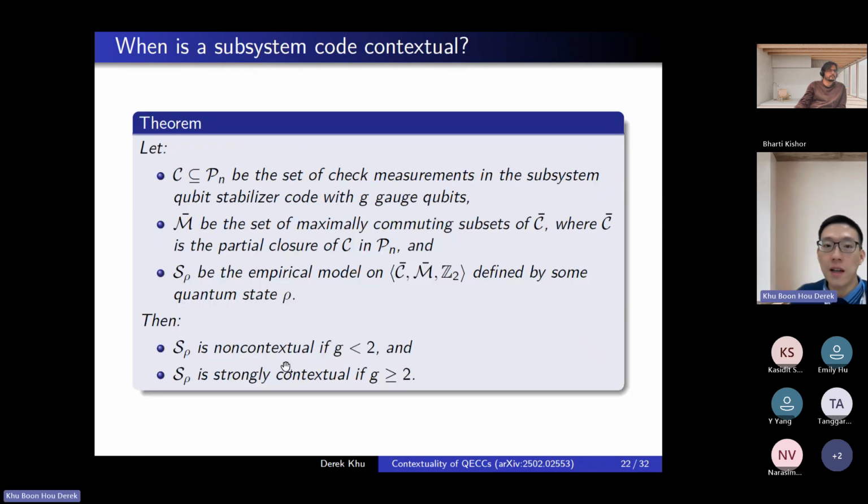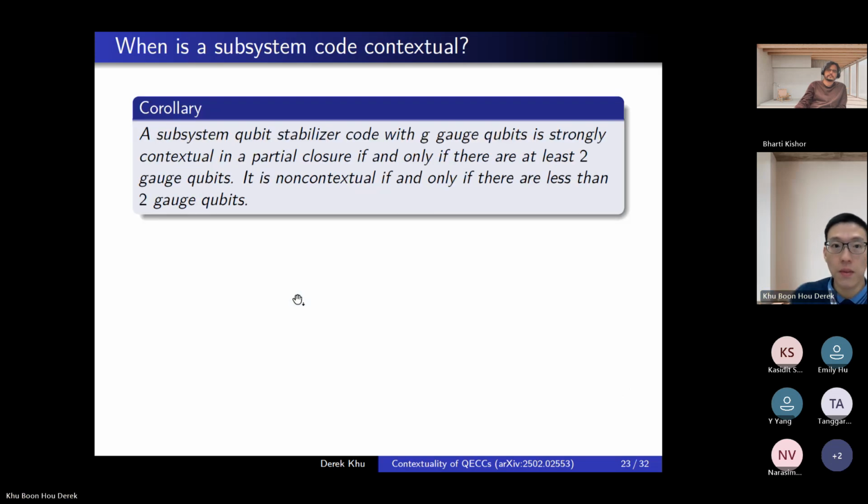So here we are talking at the level of the model itself on an arbitrary quantum state. It turns out that this result doesn't depend on which quantum state you started off with. And therefore a corollary would be that the code is strongly contextual if there are at least 2 gauge qubits, and non-contextual if there are fewer than 2 gauge qubits, because here we remove the dependence on the quantum state.